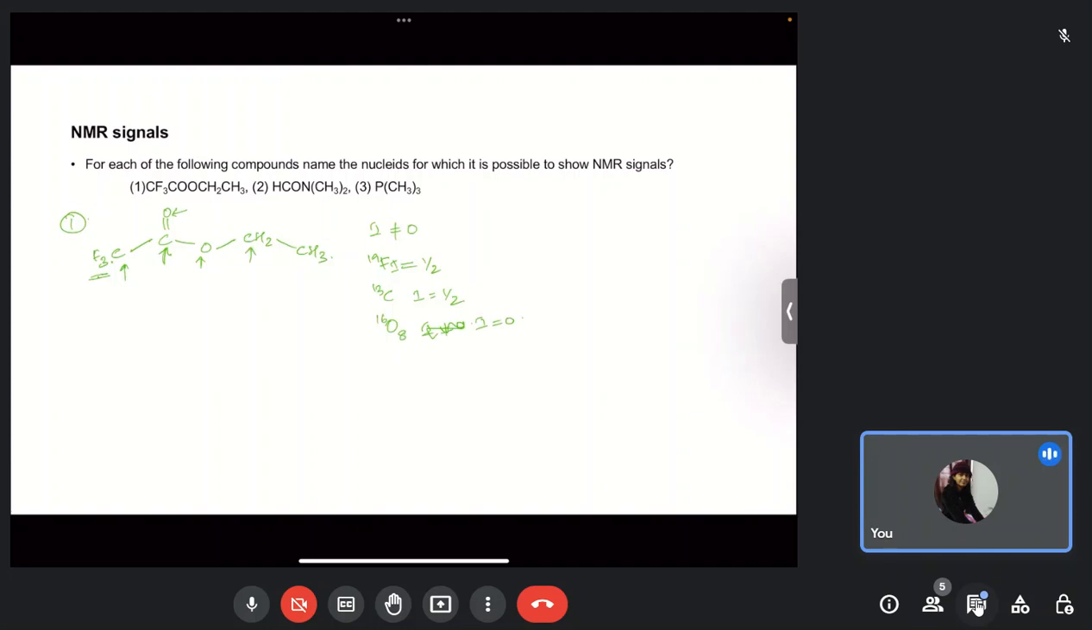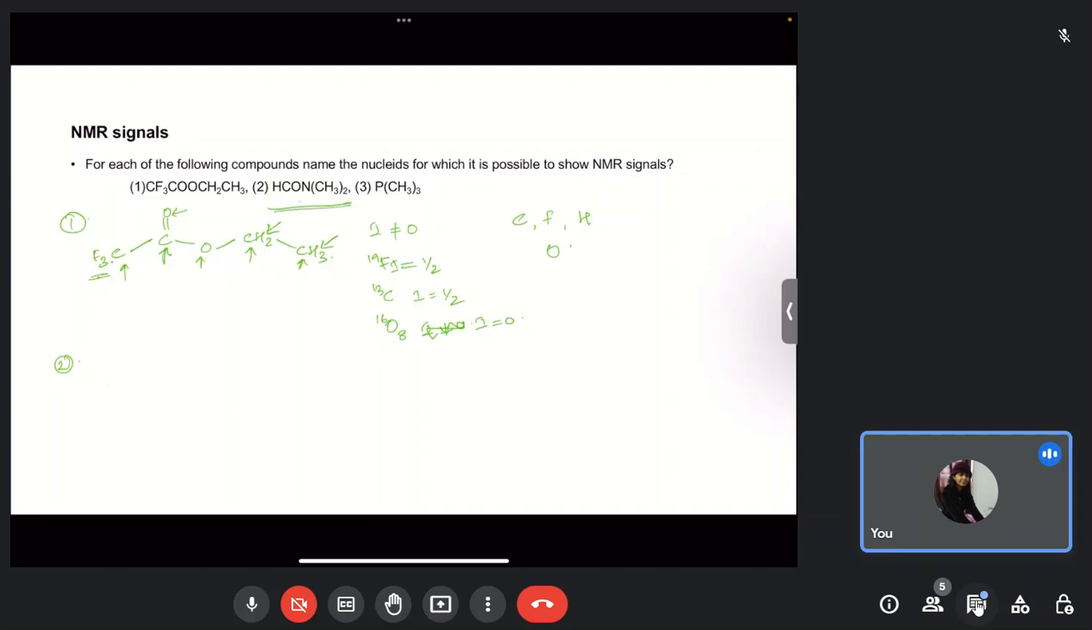We can again see this carbon, these two protons, these protons, this carbon. So for this particular compound, we can see carbon, fluorine, proton, right? We can see all these nuclides. We cannot see it for oxygen.